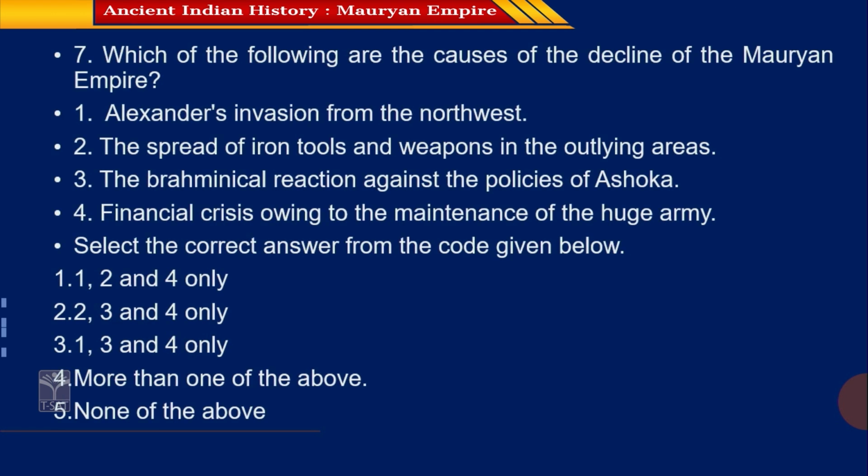Next question. Which of the following are the causes for the decline of Mauryan Empire? What is the reason for the decline of Mauryan Empire? 1. Alexander's invasion from the northwest. 2. The spread of iron tools and weapons in the outlying areas. 3. Brahmanical reaction against the policies of Ashoka. 4. Financial crisis owing to maintenance of a huge army. Select the correct answers from the codes given below: 1, 2 and 4; 2, 3 and 4; 1, 3 and 4. Sometimes you can have 5 options as well, such as more than one of the above and none of the above. I've just given you an example pattern.